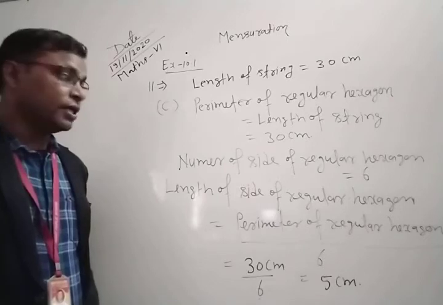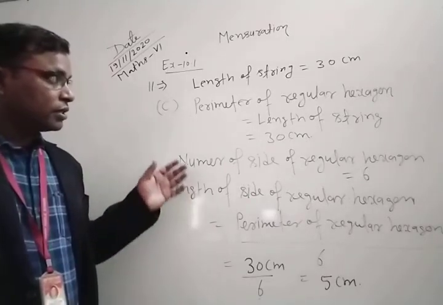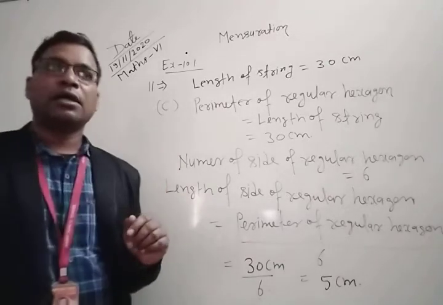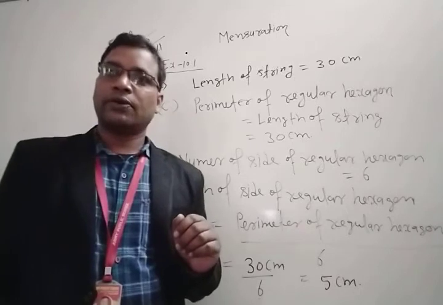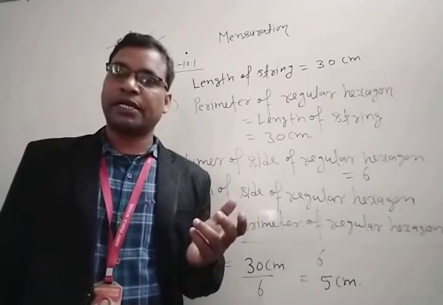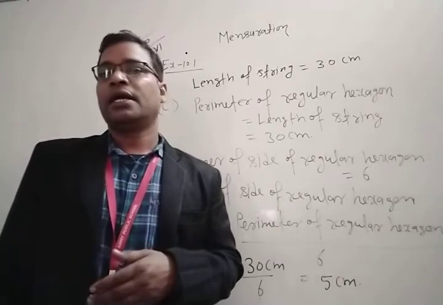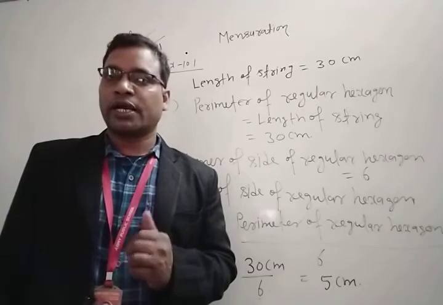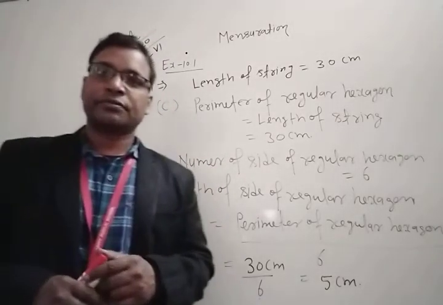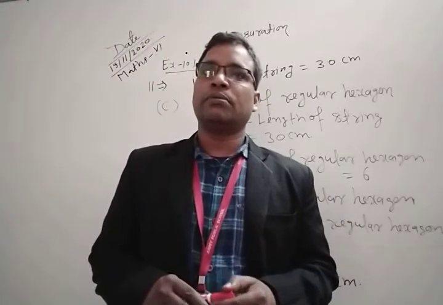You are able to solve other questions on the same basis. For example, if you form this string into a regular pentagon, regular heptagon, or regular octagon, then you divide the perimeter by 5, 7 or 8. Okay, so we are going to discuss the next question, question number 12.